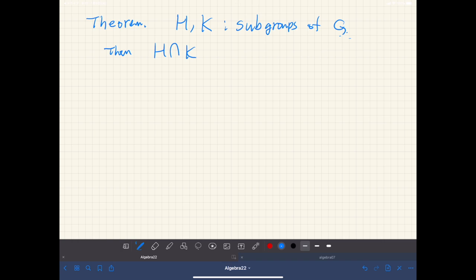Next, let's prove a theorem about intersection of two subgroups. Let's say H and K be subgroups of G. G is, of course, a group. Then H cap K is a subgroup of G.